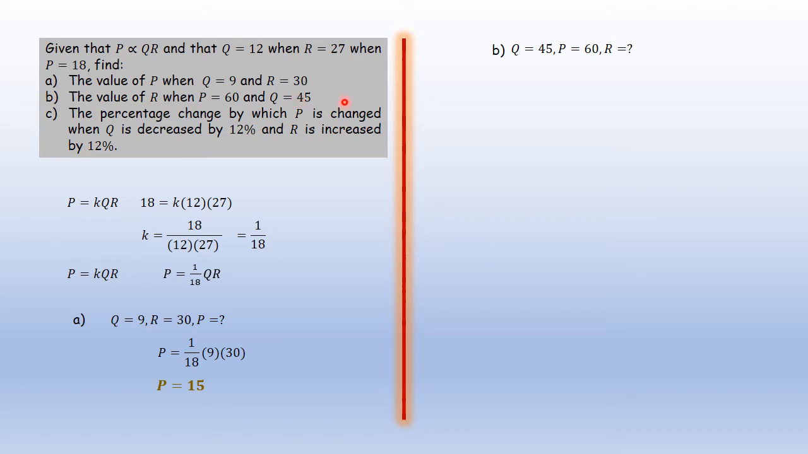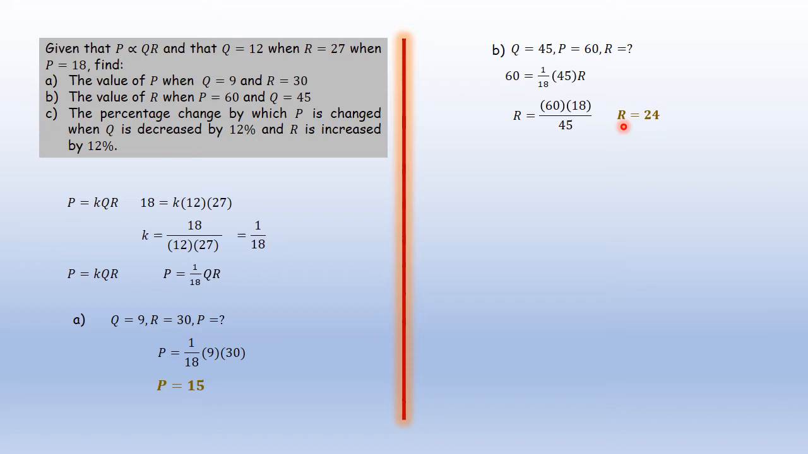Moving on to part B, we are told to find the value of R when P is 60 and Q is 45. Again, Q being 45 and P being 60, the value of R can be obtained simply by replacing P and Q with 60 and 45 respectively in the general formula P is equal to 1 over 18 QR. And therefore, we're going to have it appear like this. Simplify, and I'm going to get the value of R to be 24.